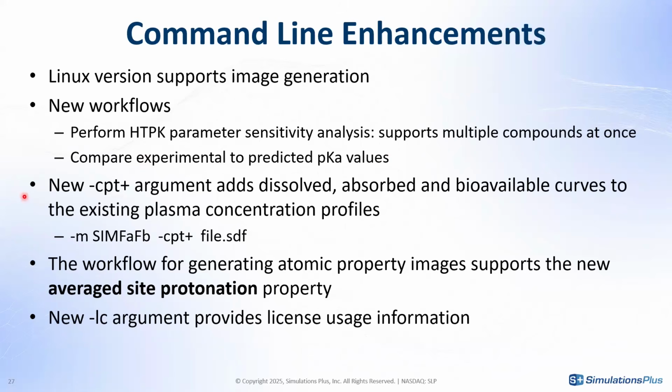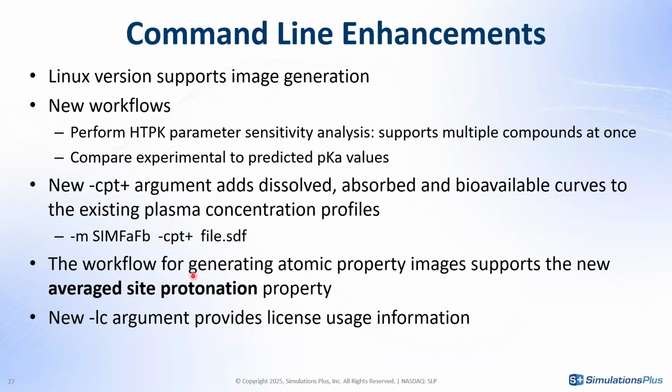If you're running HT-PBPK from the command line, there's a new argument that lets you append the new dissolved, absorbed, and bioavailable curves to the existing plasma concentration profiles. So this is what a typical HT-PBPK command line run would look like without the plus. So we've had this functionality. You can still generate just the plasma concentration profiles, but with the new plus here, you can append the new curves to it. So we didn't want to break any functionality, but we've extended it now with a new parameter.